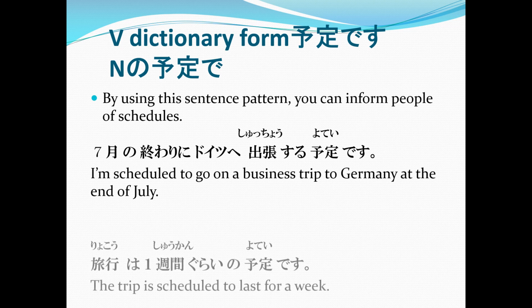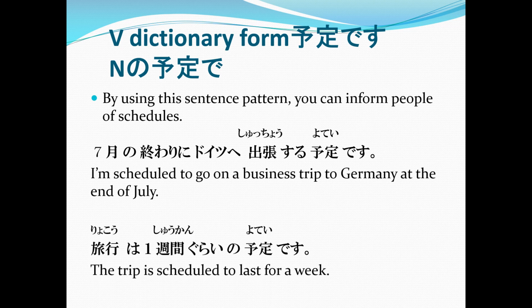Next example. 旅行は1週間ぐらいの予定です。Again, 旅行は1週間ぐらいの予定です。Or the trip is scheduled to last for a week. Wow, who doesn't want a week of trip? Again, this one is informing the listener of a schedule, which is a trip that will last for a week.